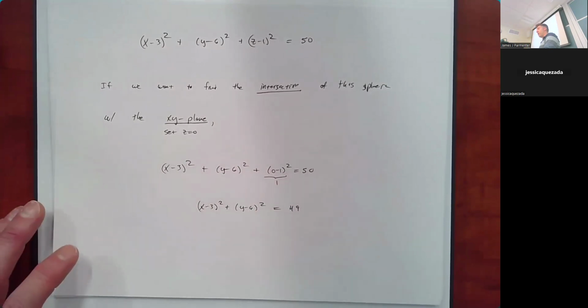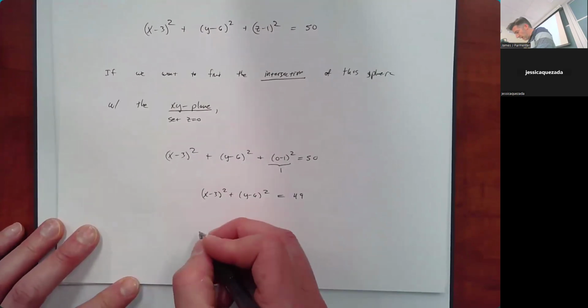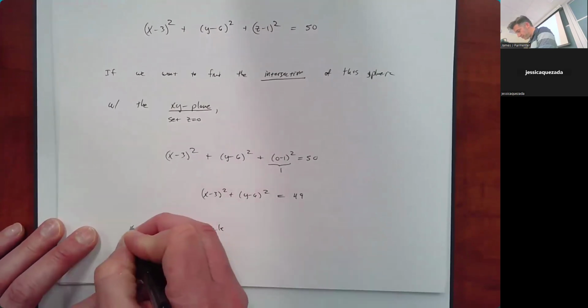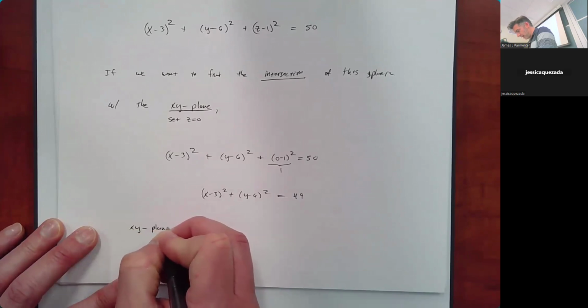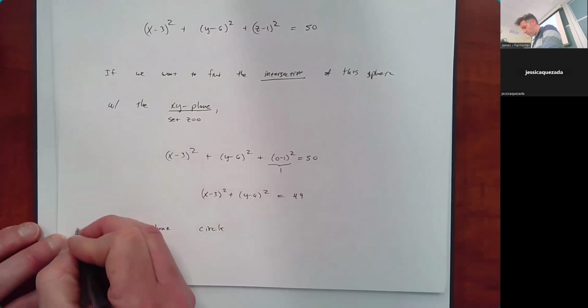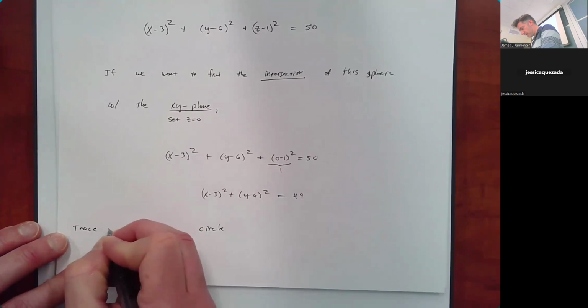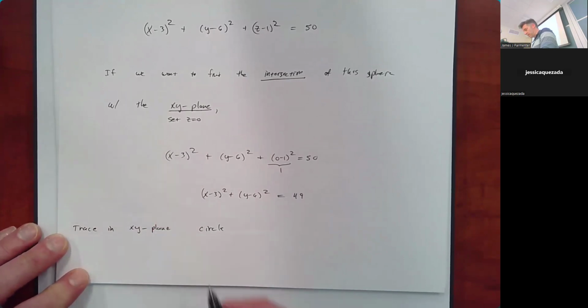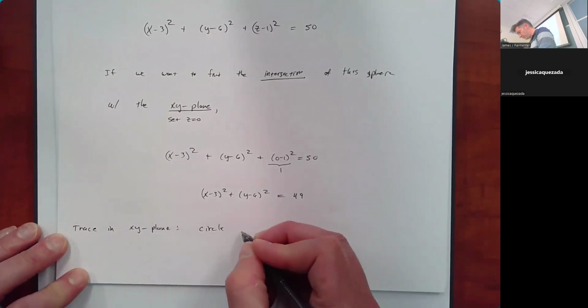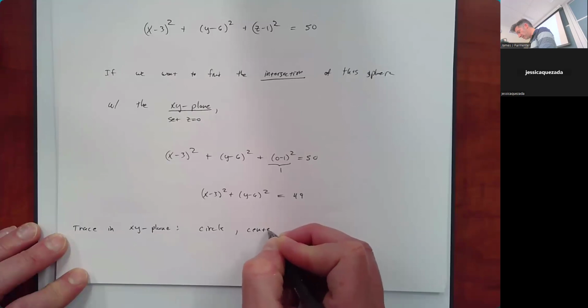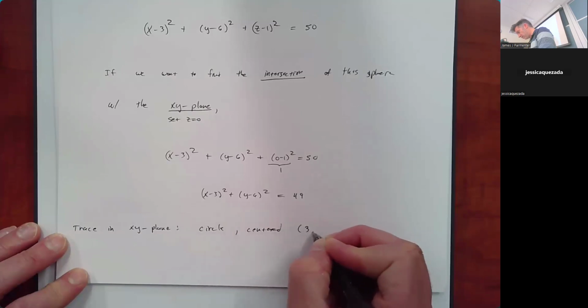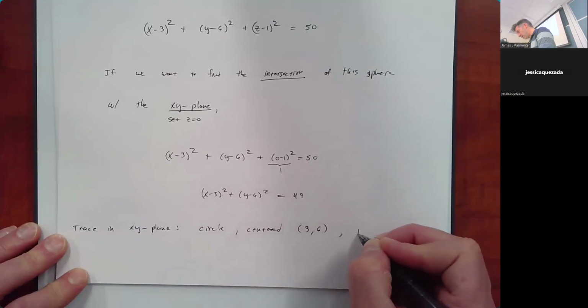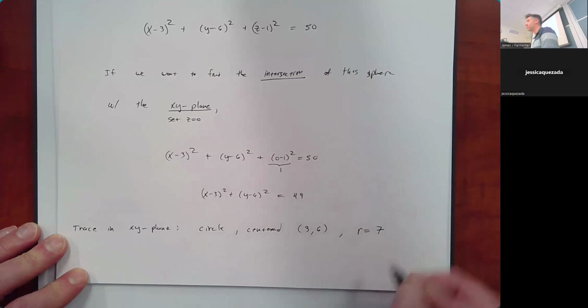So in the xy plane, I have a circle. And I should really use one word: this is the trace in the xy plane. It is a circle centered at (3, 6) with a radius of square root of 49, which is 7.